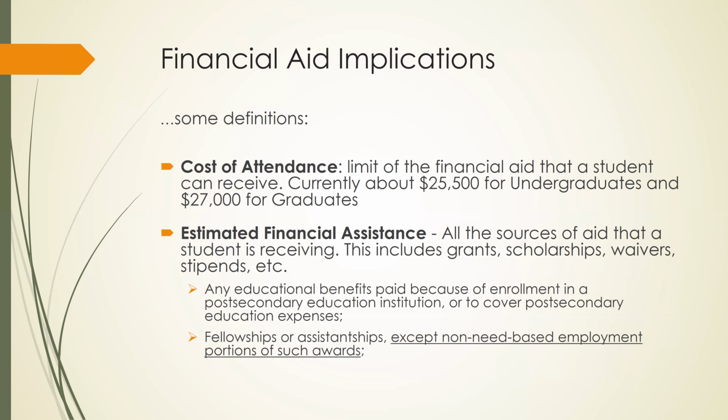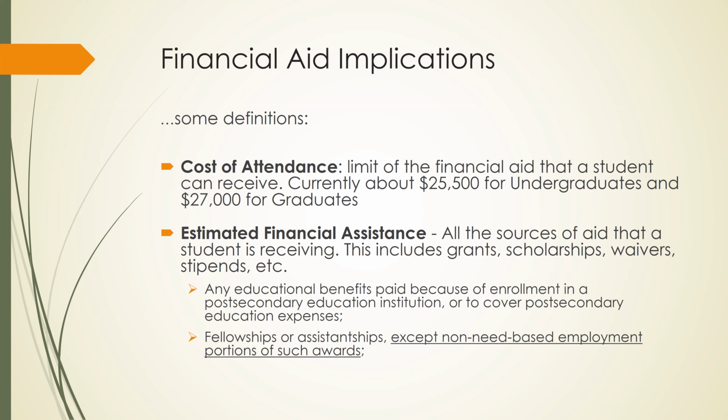So now let's look at the financial aid implications of the two different types of payments. And let's start with some definitions. The financial aid environment uses the term cost of attendance when they calculate the need of a certain student. So the cost of attendance is the limit of the financial aid that a student can receive. It's currently about $25,500 for undergrads and $27,000 for graduate students.